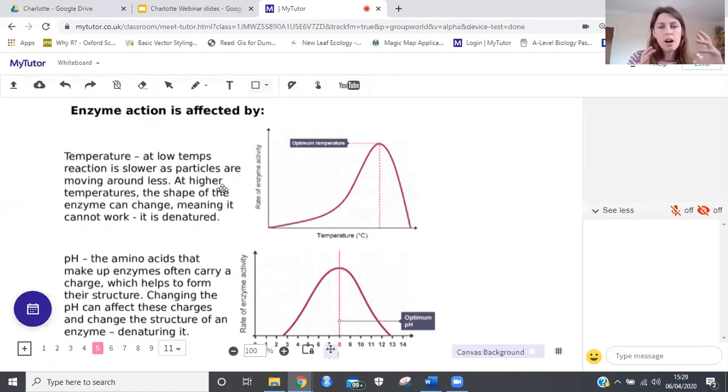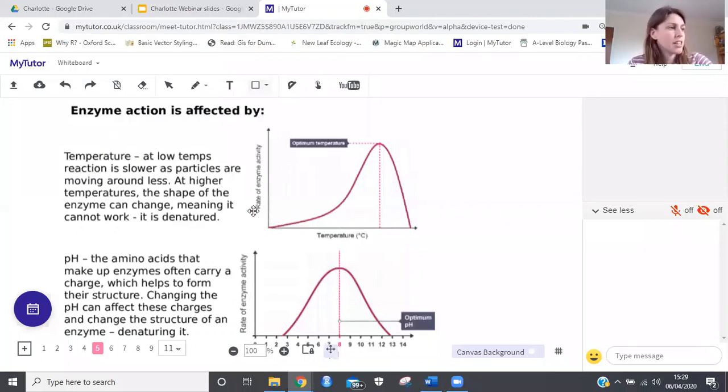And past the optimum temperature, those particles are moving so much that the shape of the enzyme becomes not as solid. And so it starts to break apart a bit and denature. And because the shape of an enzyme, that structure that forms that lock and key kind of mechanism, is so important, it means that it cannot work if it goes past the optimum temperature.